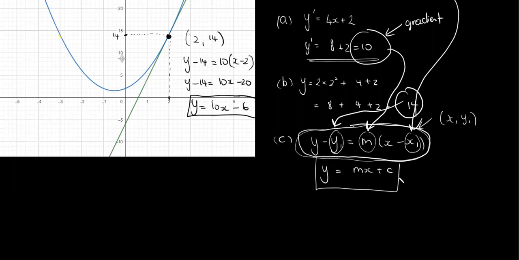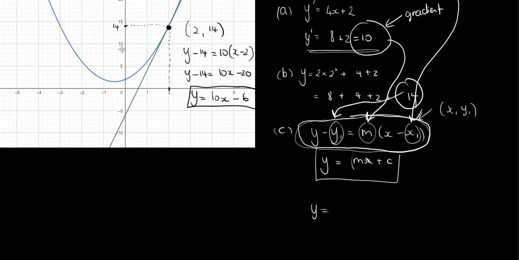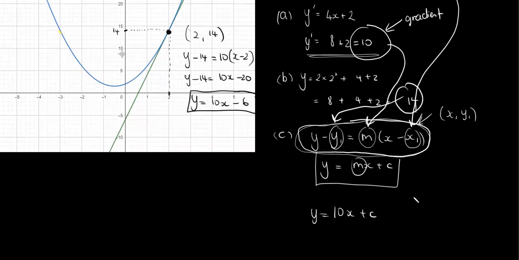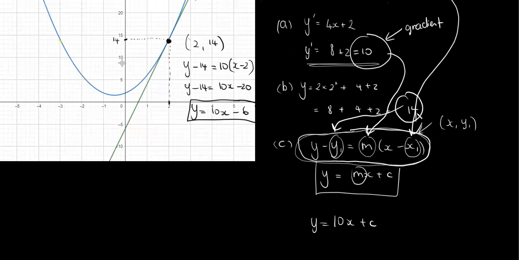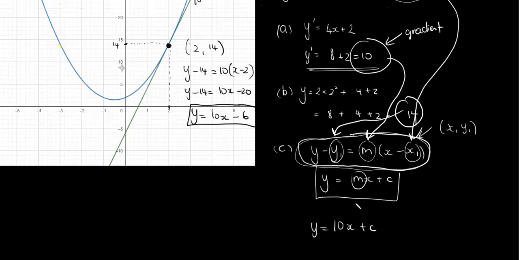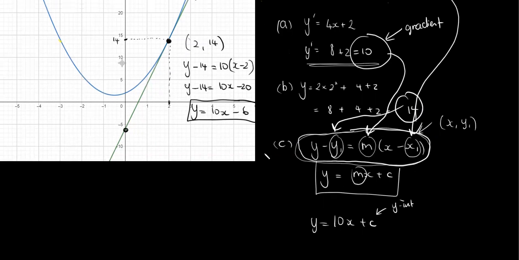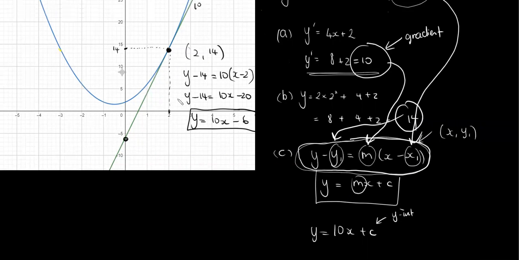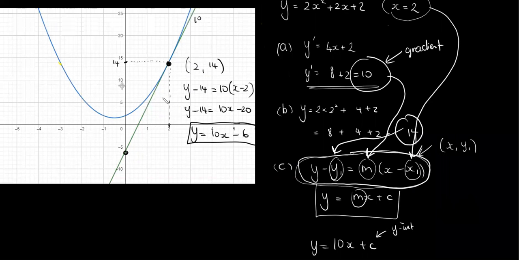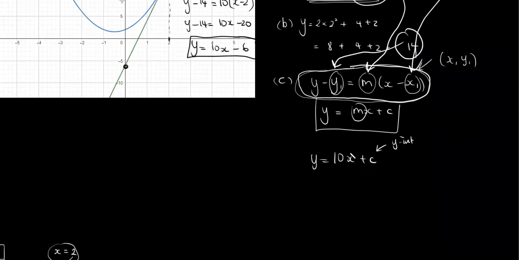You can also use this one here. So we know that y equals, this is the gradient, so gradient is 10, so it's 10x plus c, and we have to figure out what c is. And this is not going to be 14, because the c value here is the y-intercept, isn't it? So we need to find this value here, but we don't actually know what that point is. That's the y-intercept. So all we need to do is plug in a point that this line goes through. We know that this one is going through (2, 14). So we plug in 2 and 14 into right here and right here, then we can find c.